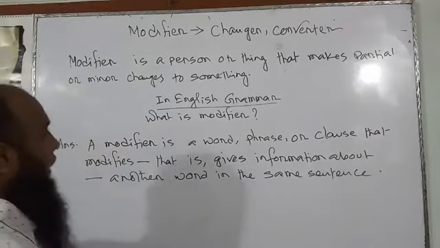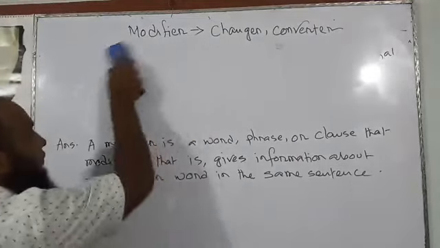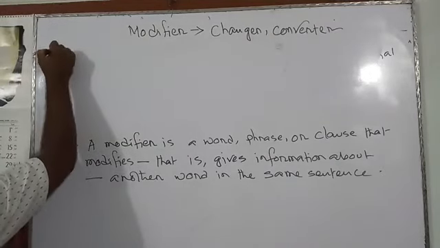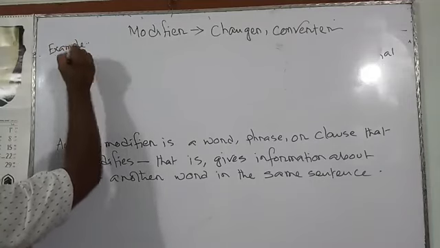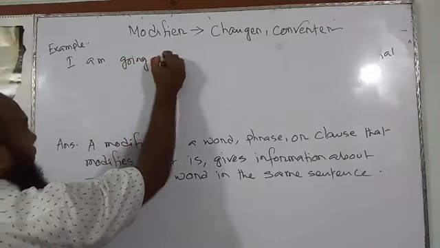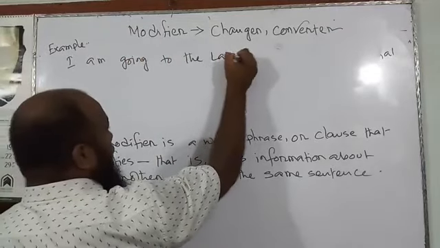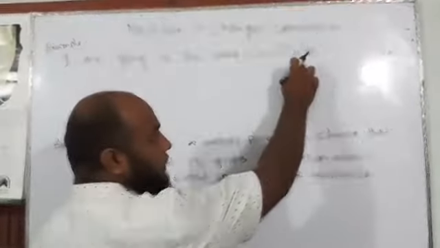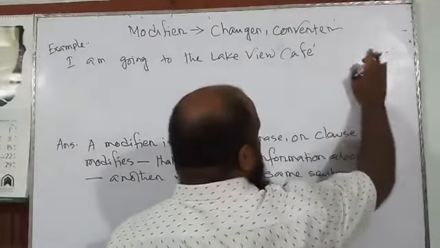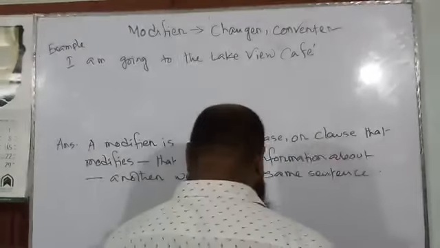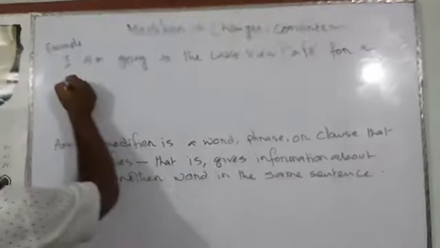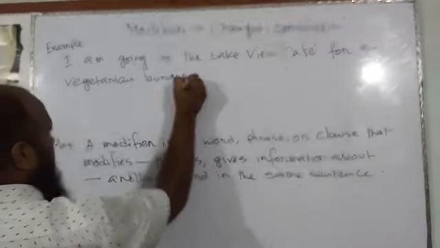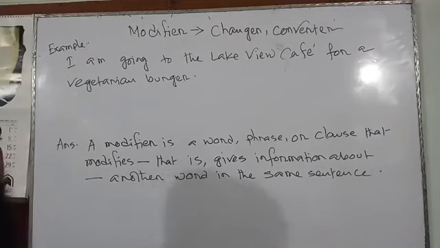Okay, I am writing the example here. Example: I am going to the Lakeview Cafe for a vegetarian burger. Lakeview Cafe, you know that, C-A-F-E, and there must be a sign on the upper side of the E.